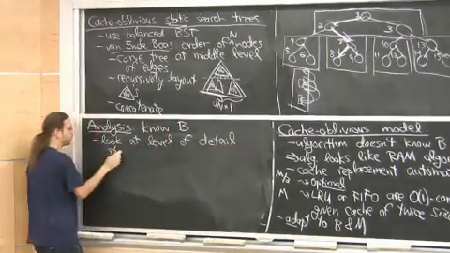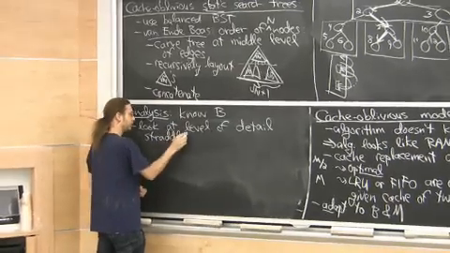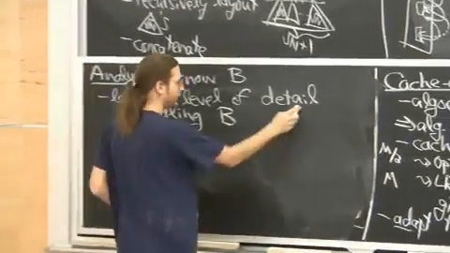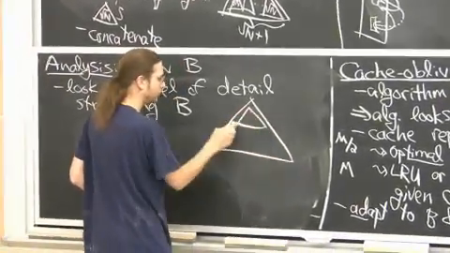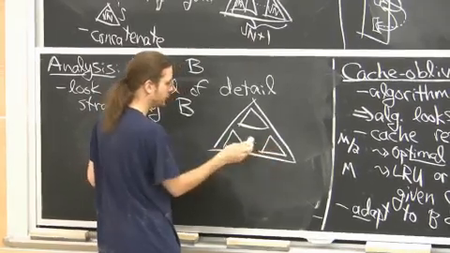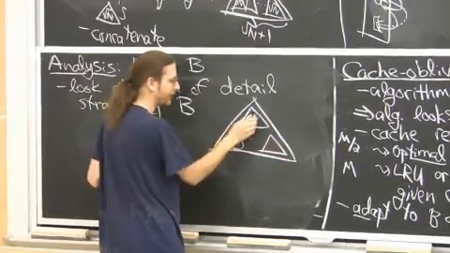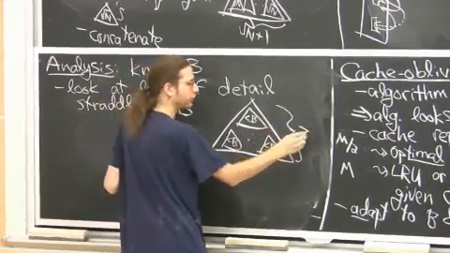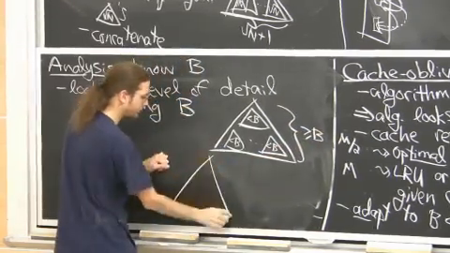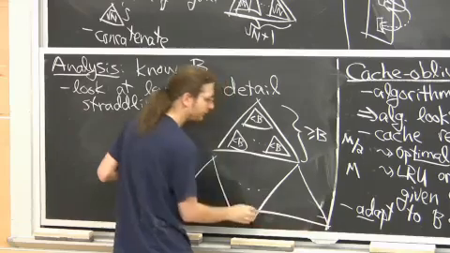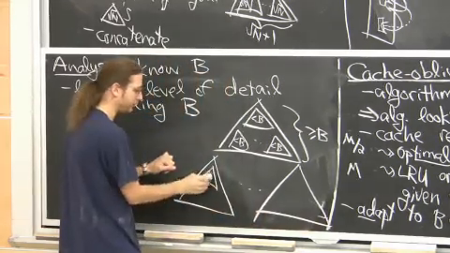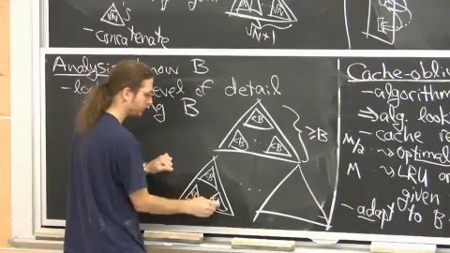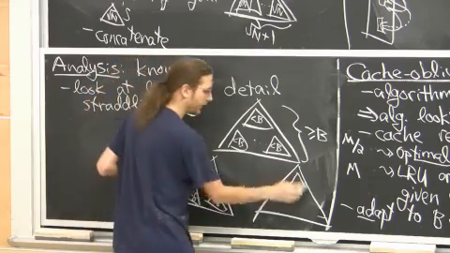I call it straddling B. So my picture is going to be the following. These little triangles are going to be size less than B. But these big triangles are size greater than or equal to B. Okay, at some level of recursion, that happens. By monotonicity, I guess.